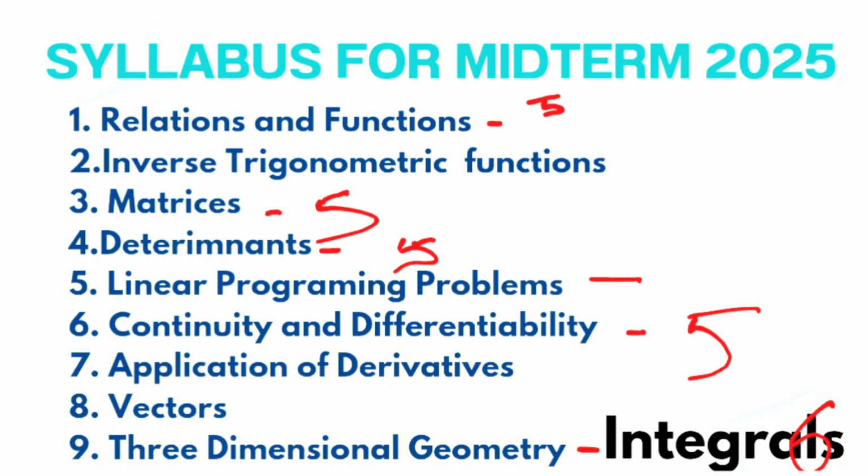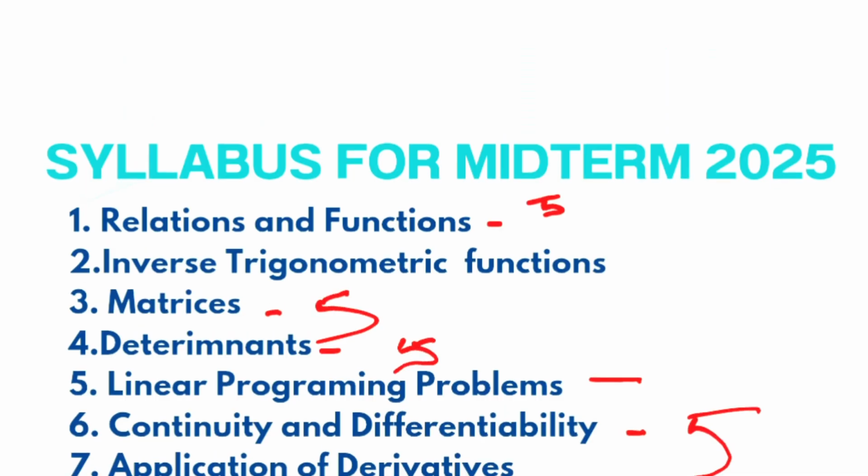Then relations and functions. Coming to the 5 marks questions, relations and functions must have one 5 marks question. Matrices 5 marks, determinant 5 marks, continuity and differentiability 5 marks. So there are totally 4 questions, 1, 2, 3, 4, but a maximum of 8 questions is given for your examination.